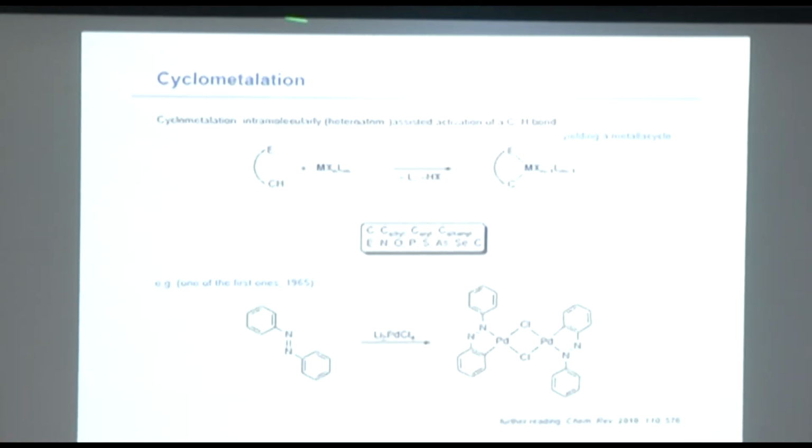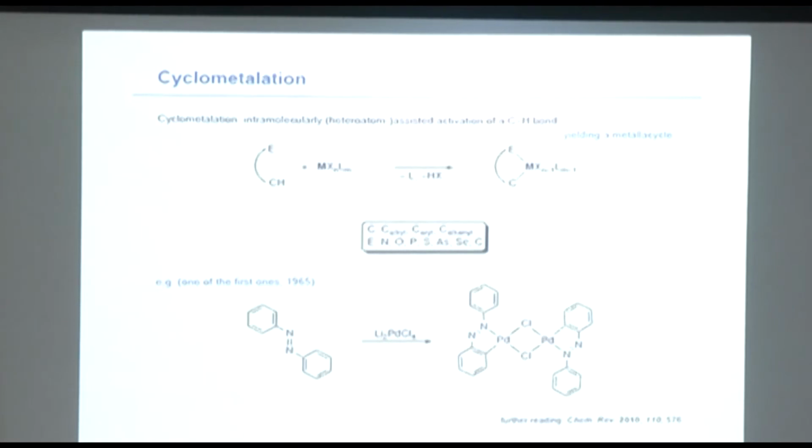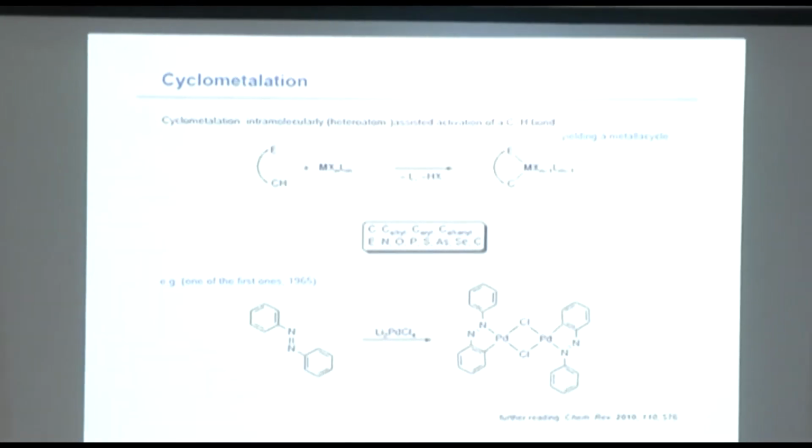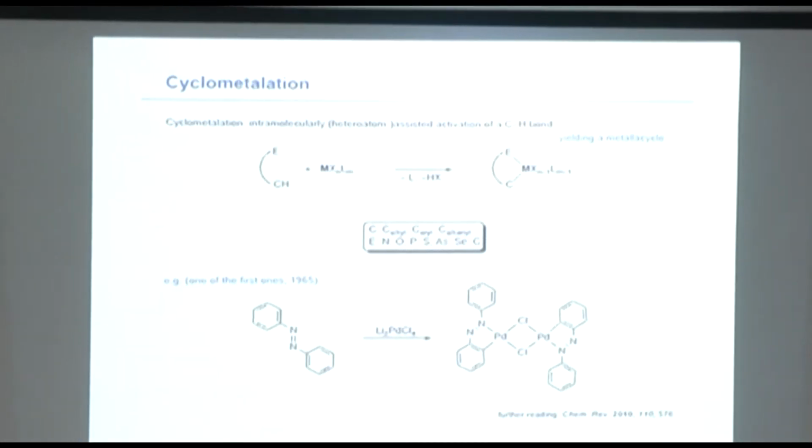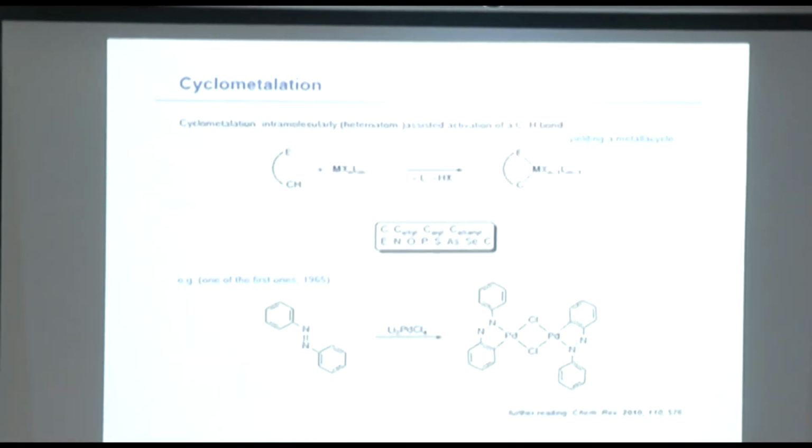So, key to much of this work, or one of the key concepts to activate CH bonds, is really cyclometalation. Cyclometalation is a two-step process to make metallocycles. The metallocycle may be stable or not. The underpinning process is to have a metallocycle that is formed, and that's why we try to look first at these things.